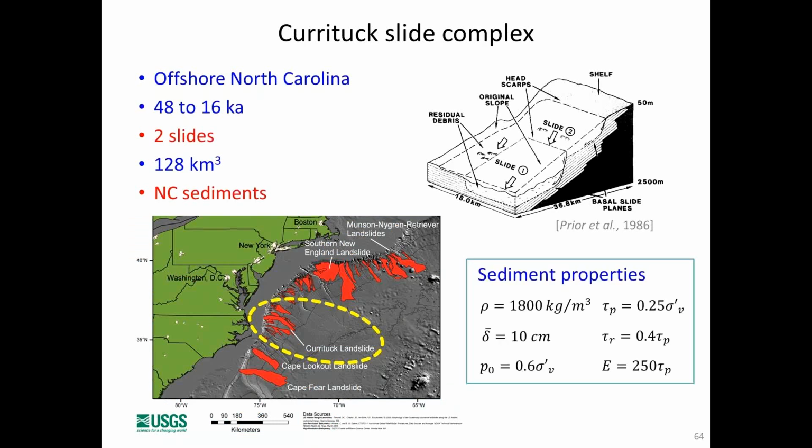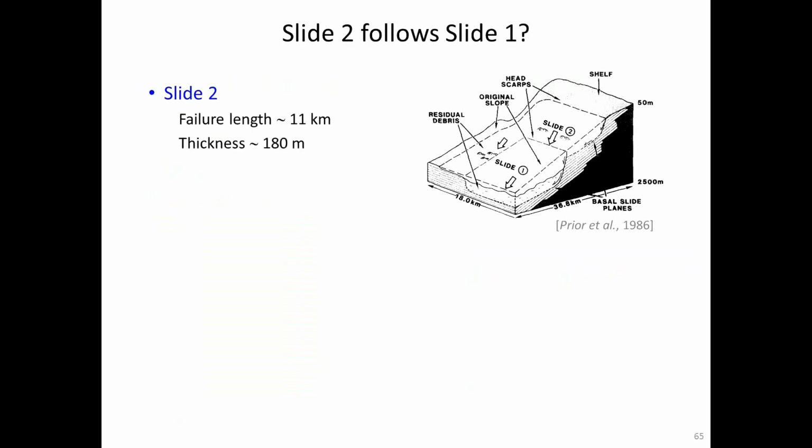And there's another example that I probably mentioned earlier, the Currituck slide, which happened about 20,000 or 50,000 years ago offshore North Carolina. This one actually consists of two separate slides, and people call them slide 1 and slide 2. It's much bigger than the Gaviota slide, about 128 cubic kilometers. If you consider slide 1 and slide 2, which is what many people believe, slide 1 happens first, which is the downslope side of this model here. If you lose the bottom support here, what people believe is that slide 2 happened because of the loss of support. And they believe the failure length is about 11 kilometers in slide 2.